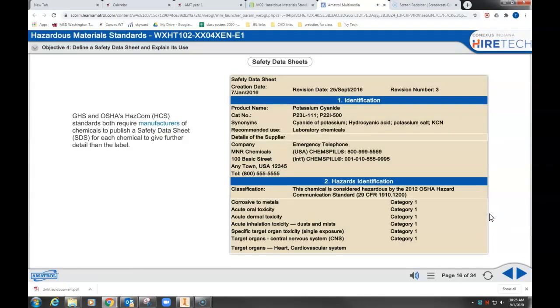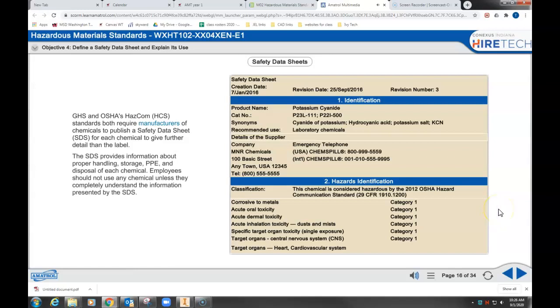GHS and OSHA's HazCom standards both require manufacturers of chemicals to publish a safety data sheet, or SDS, for each chemical to give further detail than the label. The SDS provides information about proper handling, storage, PPE, and disposal of each chemical. Employees should not use any chemical unless they completely understand the information presented by the SDS.